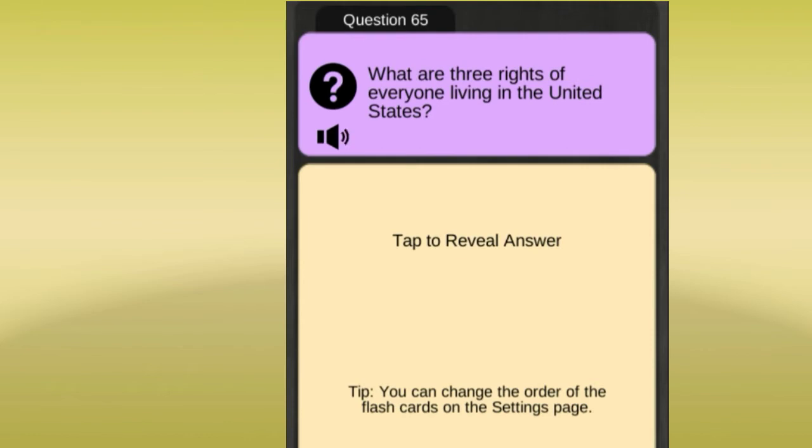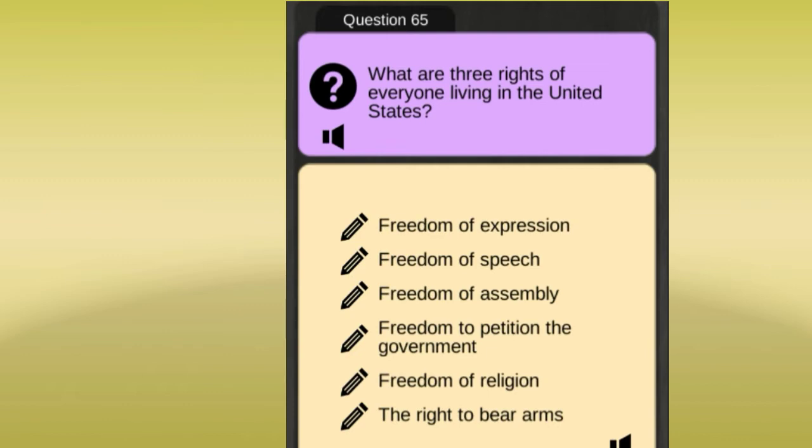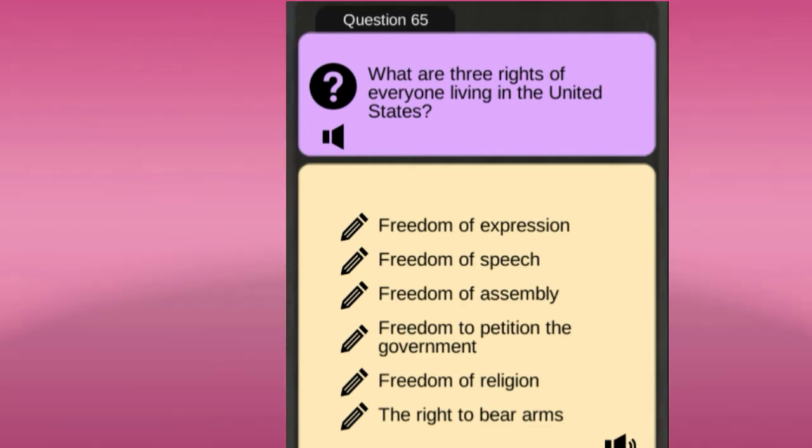What are 3 rights of everyone living in the United States? Freedom of expression. Freedom of speech. Freedom of assembly. Freedom to petition the government. Freedom of religion. The right to bear arms.